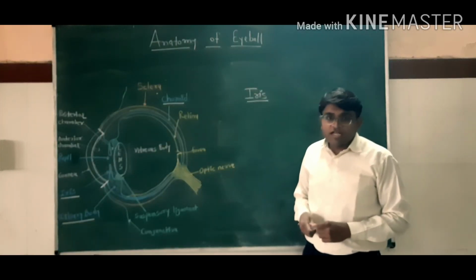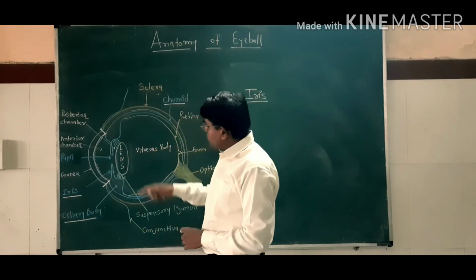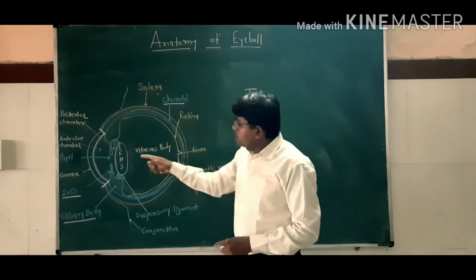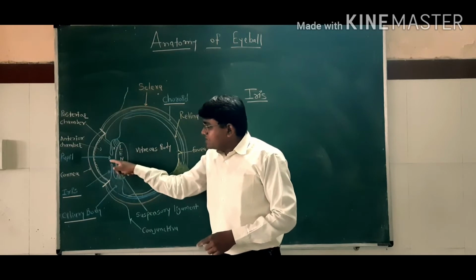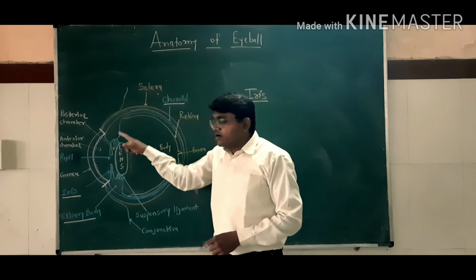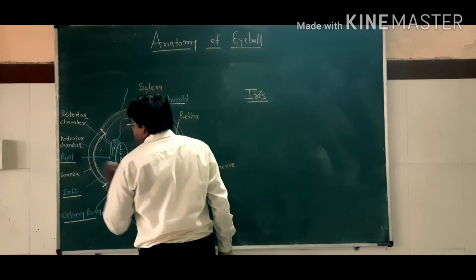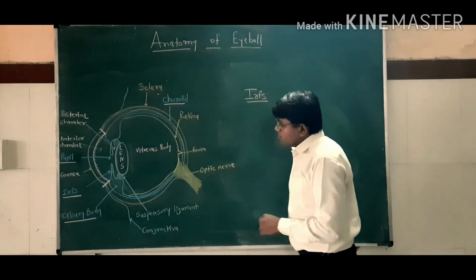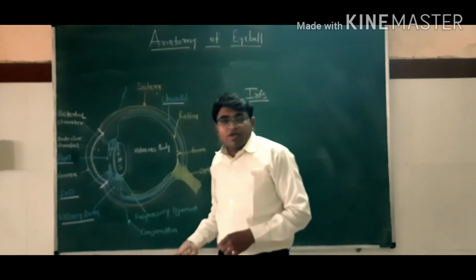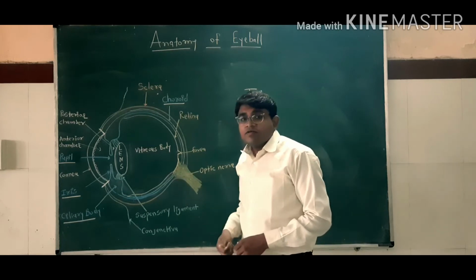Third part of the uveal tract. The third part of the uveal tract is the iris. Here you can see it is the innermost part of this uveal tract. It forms a circular curtain with a central opening, and this central opening is known as the pupil. By adjusting the size of the pupil, it controls the volume of light inside the eyeball.